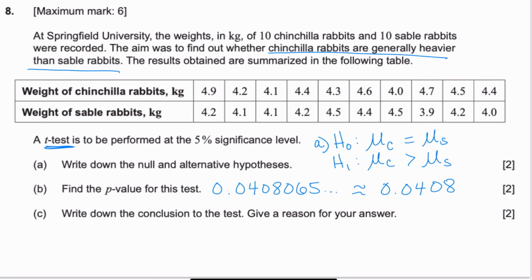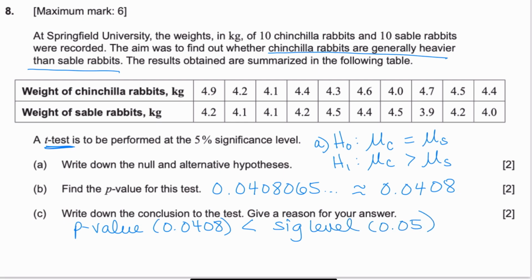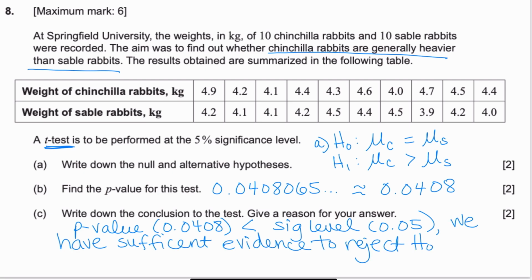Write down the conclusion of the test. Give a reason for your answer. The reason is that our p-value of 0.0408 is less than our significance level of 0.05, and because the p-value is smaller than the significance level, that means that we have sufficient evidence to reject the null hypothesis. And that's it. That's all you need to state.